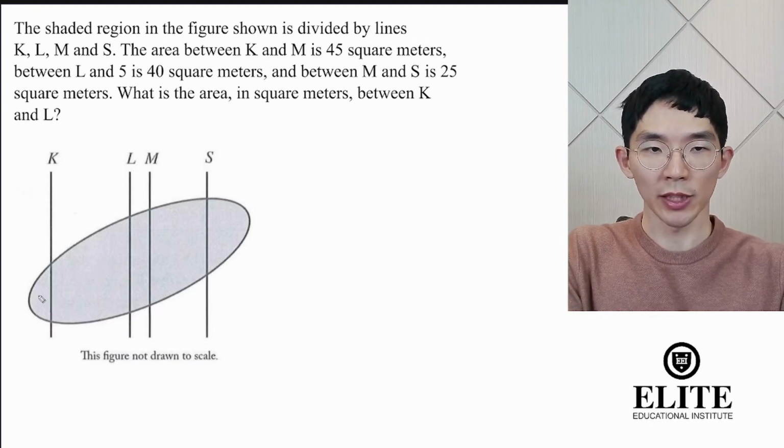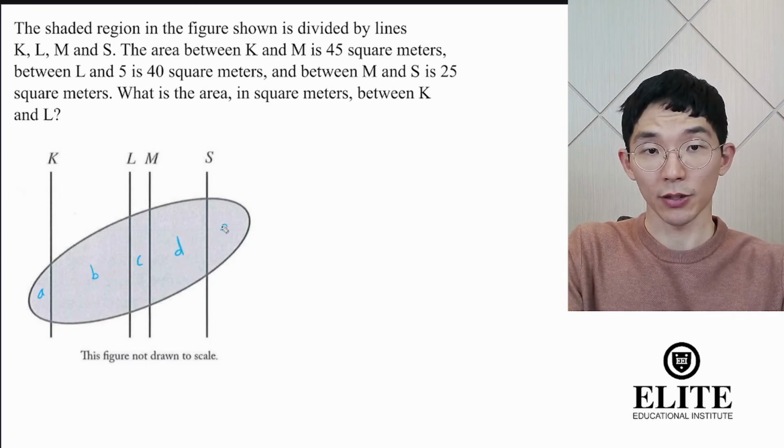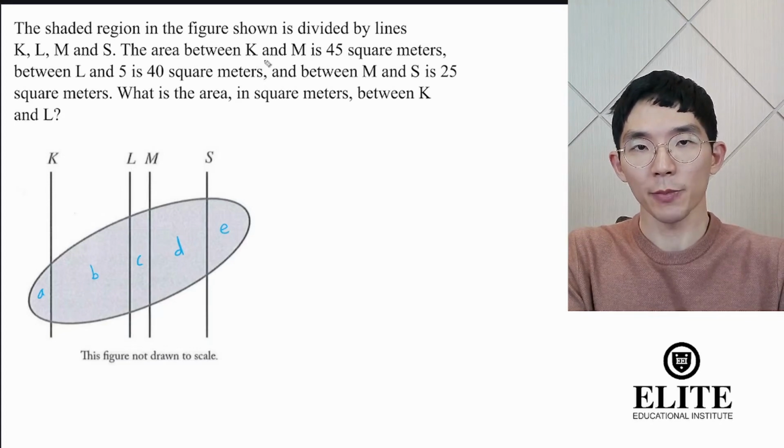So I'm going to designate the area in each of these segments as notations. I call this A, I call this B, I'm going to call this C, I call this D, and I'm going to call this E. There's nothing wrong with this. So let's talk about the area between K and N.